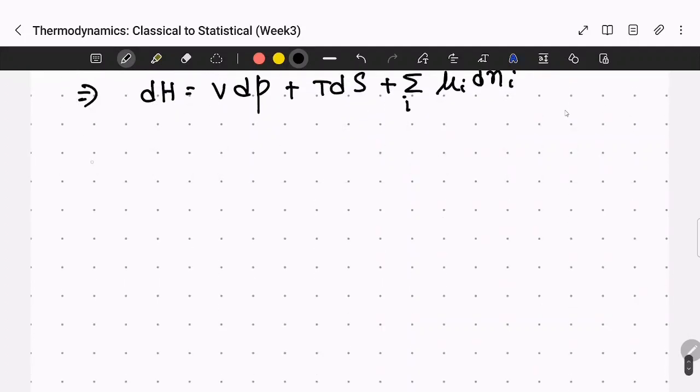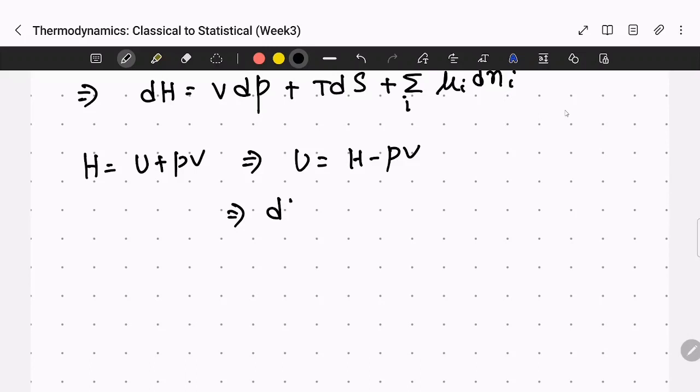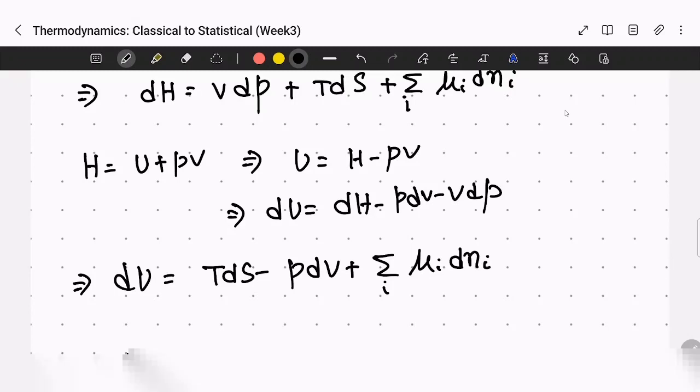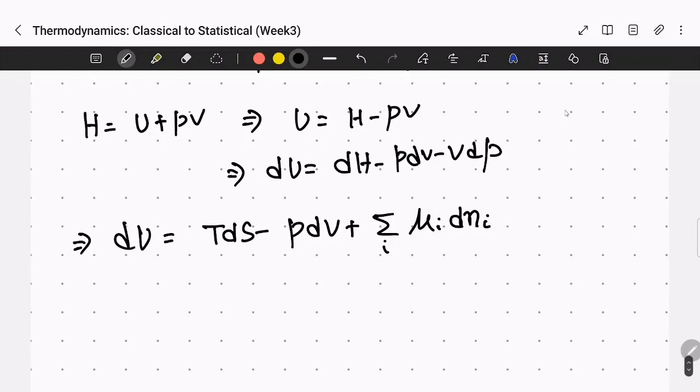And now U: H is basically U plus PV, or we can write U is H minus PV. Hence dU will be dH minus P dV minus V dP. If you put it in, V dP will be cancelled out, so dU will be T dS minus P dV plus mu_i dn_i. So this is for dU.